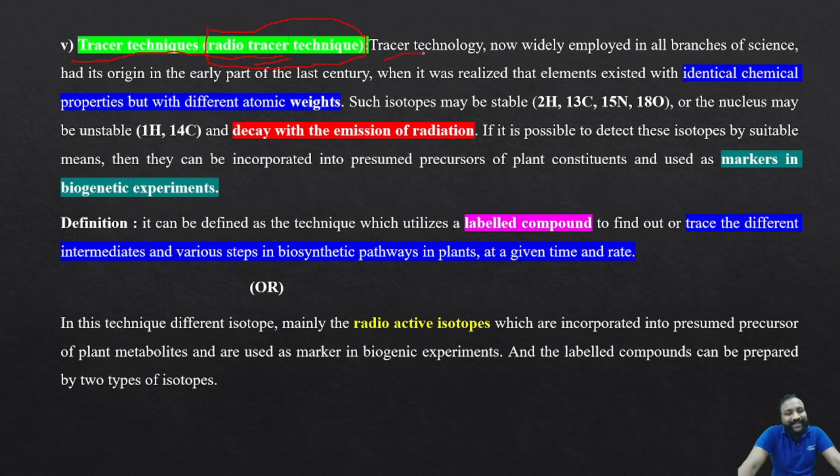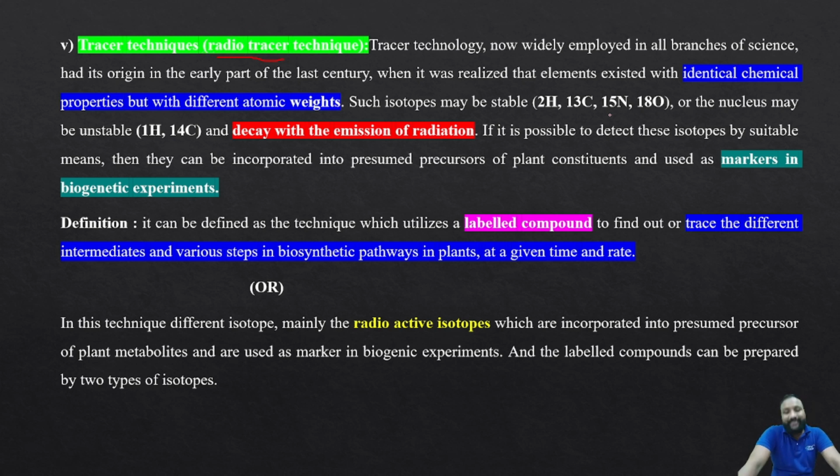The tracer technology, now widely employed in all branches of science, has its origin in the early part of the last century, when it was realized that elements exist with identical properties but with different atomic weights. Before understanding how this method helps to explain the investigation, you should know what a radioactive isotope is. What do you mean by a radioactive isotope or labeled compound?